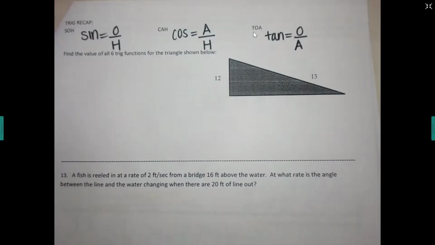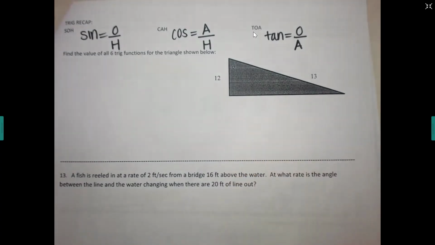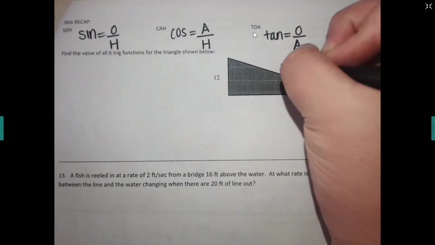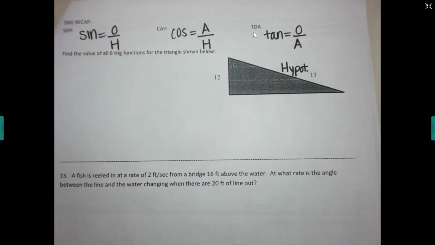One more. Okay, the O, the A, and the H stand for the different sides on the triangle. So H is hypotenuse. Can you tell me on this triangle which one is the hypotenuse? Which one? The longest side, or the 13. So I'm going to put hypotenuse. Okay, remember that the hypotenuse is the longest side opposite the right angle.